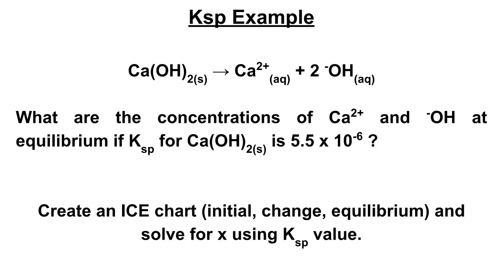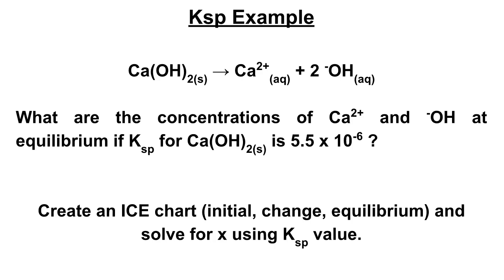So, an example here. Let's consider calcium hydroxide, which is going to break apart into calcium 2+ and 2 hydroxide ions in aqueous form. So what are the concentrations of calcium 2+ and hydroxide at equilibrium if KSP for calcium hydroxide is 5.5 times 10 to the negative 6? All right, so this is giving you, in this example, the KSP and asking for the concentrations of calcium and the hydroxide ion. So what you want to do here is create an equilibrium chart.